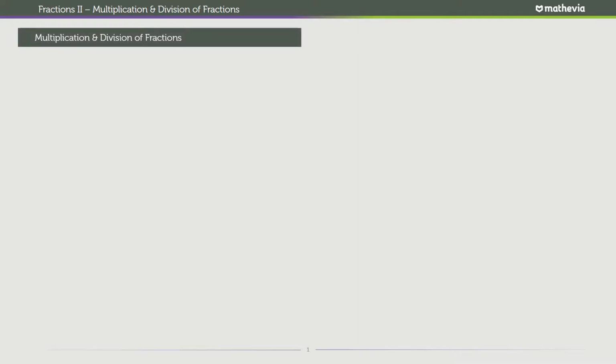So fractions, multiplication and division of fractions. Now, just like addition and subtraction of fractions, multiplication and division are very simple. Okay, it's actually easier, simpler than addition and subtraction. So yeah, let's just get right into it.